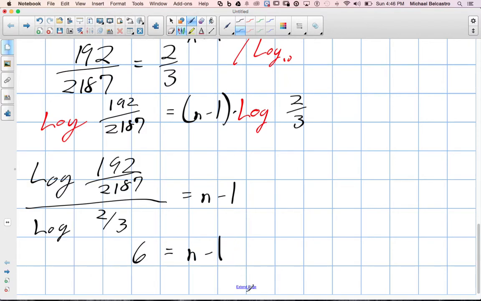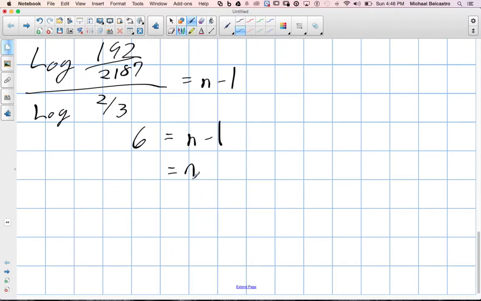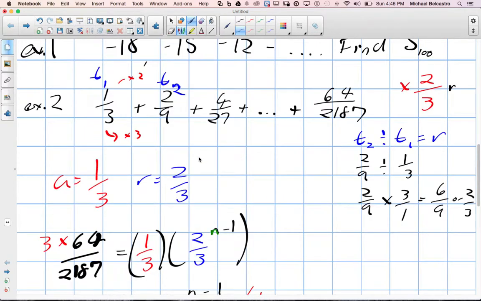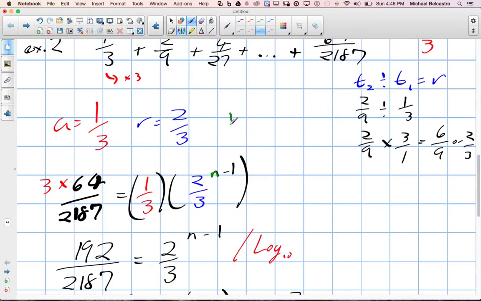And n minus 1 is 6, so I bring 1 to the other side. That gives me n is 7, because it becomes addition. Okay, good. So now, finally, after all that work, we have our n value, which is 7. Now we can finally plug it into our series here.